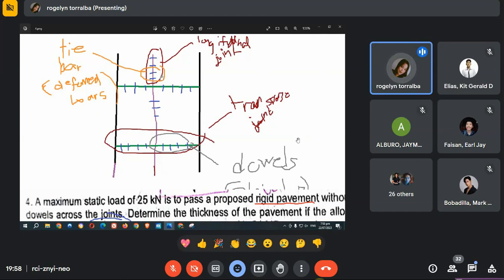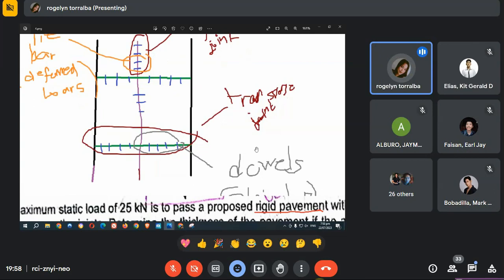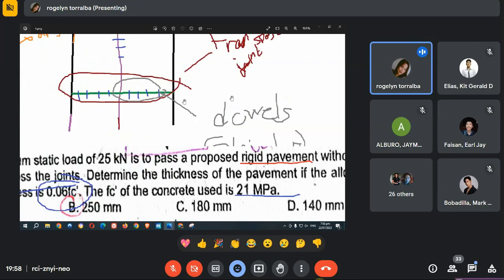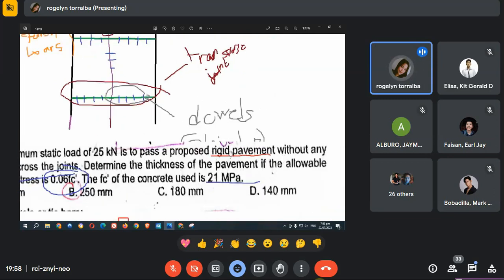What do we call the bars in between along the longitudinal joint? That is what we call tie bars or deformed bars. What do we call the bars in between the joints along the transverse joints? Those are what we call dowels, or plain bars. That's plain bars.